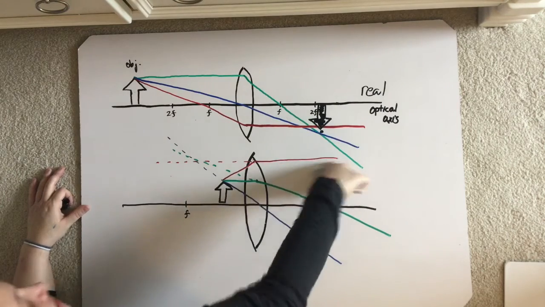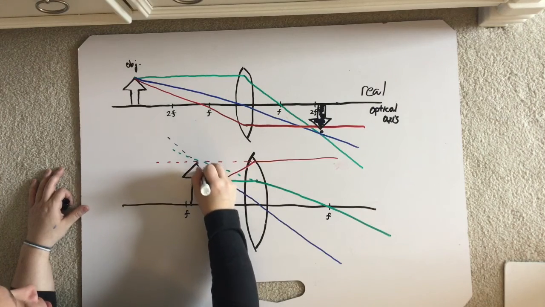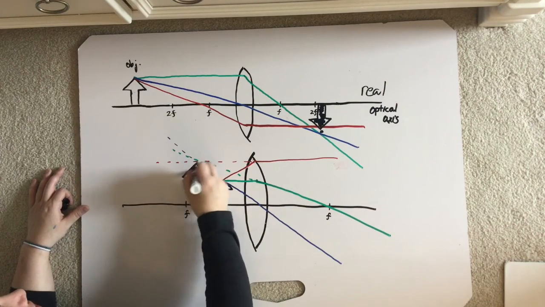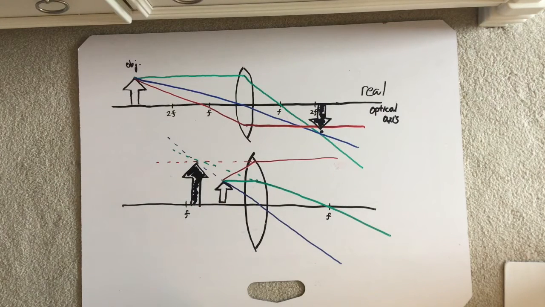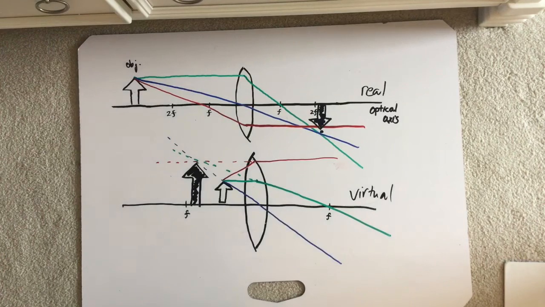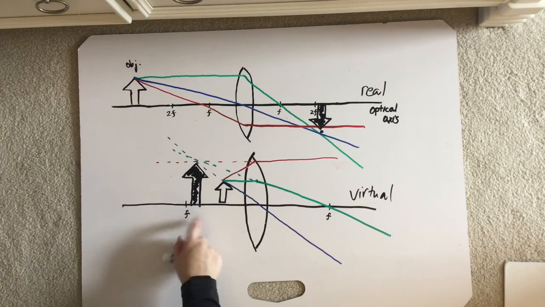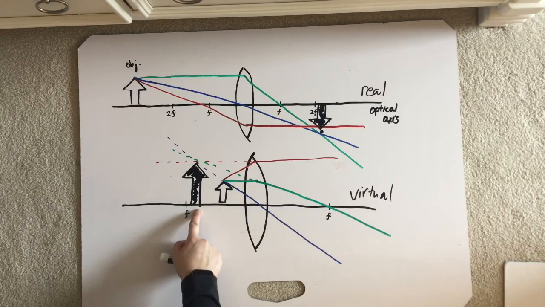In this case, we see our arrow here. That's our image. This is what we call a virtual image. This is what we saw with the octopus. With this kind of lens, if your object is within the focal length, then you'll see an image that's virtual.